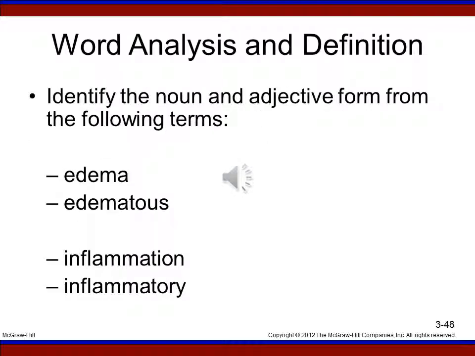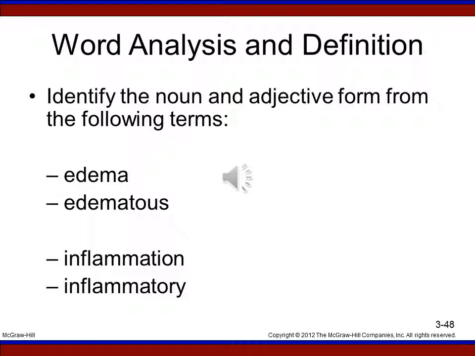Time for word analysis and definition. Identify the noun and adjective form from the following terms. Identify the noun form and the adjective form. So the first one, you have edema, edematose, you have inflammation, and inflammatory. Alright? So understand, an adjective is explaining the noun. The noun is edema, and the adjective is edematose.